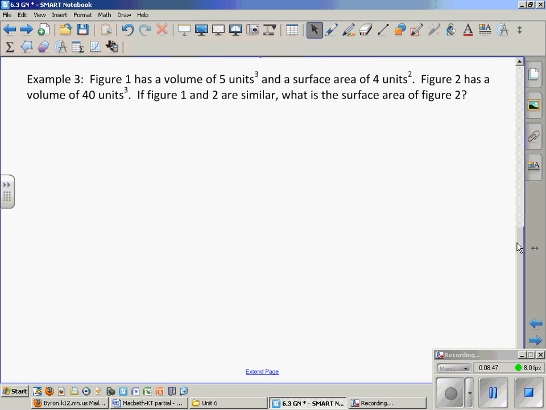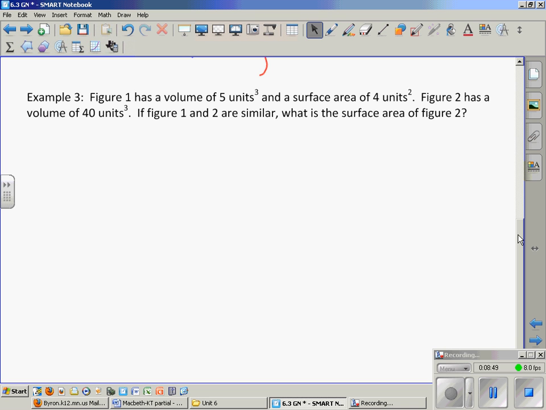Now this last example is really going to test you. Figure 1 has a volume of 5 units and a surface area of 4 units. Figure 2 has a volume of 40 units cubed. If figure 1 and figure 2 are similar, what is the surface area? There's a lot of information there. First, I'm going to make myself a note. All of my comparisons, I'm going to do figure 1 compared to figure 2.